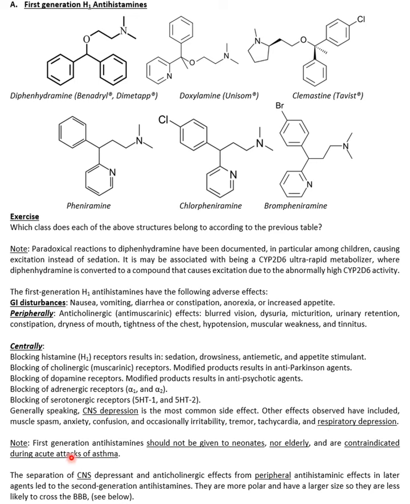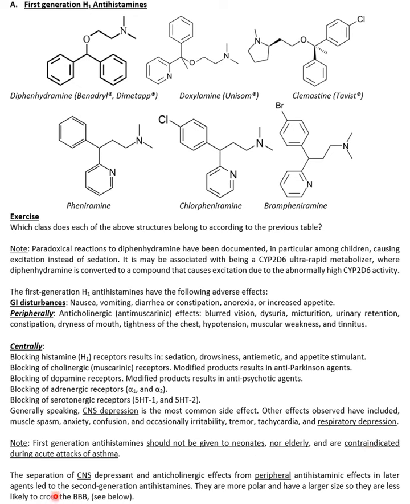However, this is an issue under discussion that we could talk about in class: how can first generation antihistamines be contraindicated during an acute asthma attack, while in fact the histamine itself also causes bronchoconstriction? So you would think logically that an antihistamine should help avoid the bronchoconstriction. So just keep that in mind, think about it, and hopefully we'll talk about it in class. Hopefully we'll find an application for it.